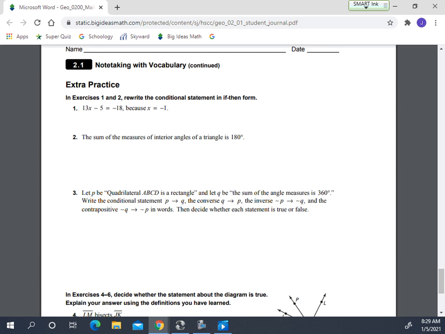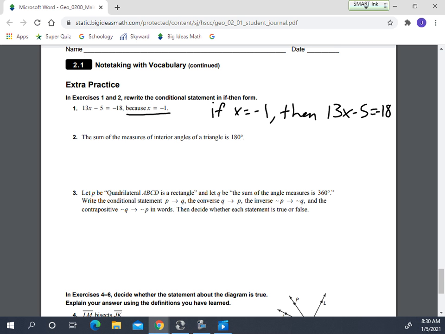Here we go. We're going to write the conditional statements in if-then form. So here, number one, we have 13x minus 5 equals negative 18 because x equals negative 1. How do we write that in if-then form? Because it says because x equals negative 1, that's our if. If x equals negative 1, then 13x minus 5 equals 15. That is our if-then form.